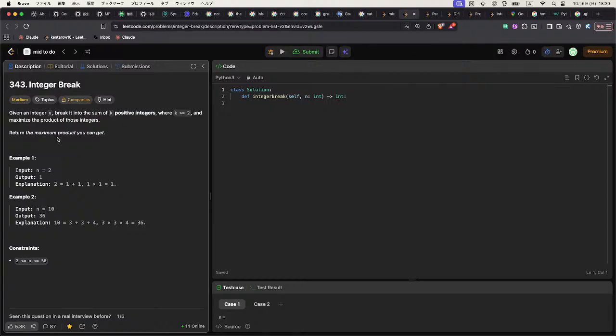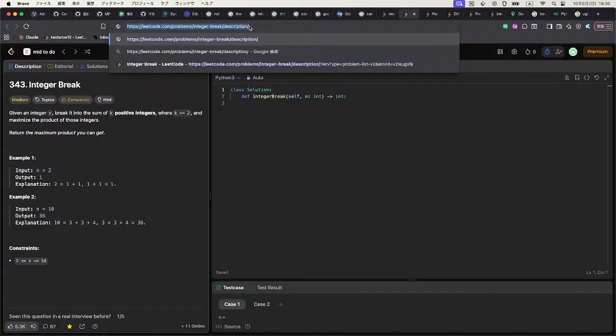Given an integer n, break it into the sum of k positive integers, where k is greater than or equal to 2, and maximize the product of those integers. Okay. That's interesting.